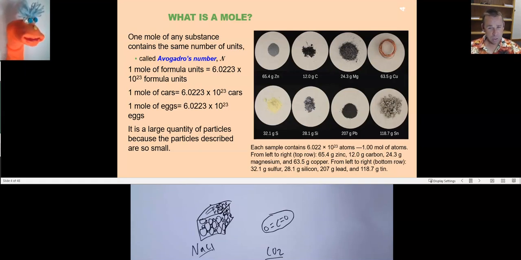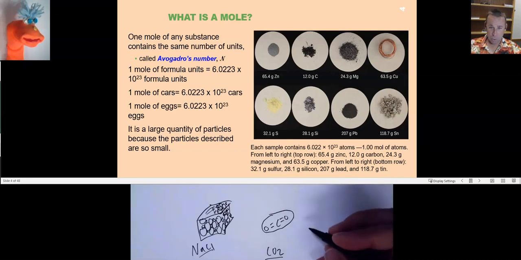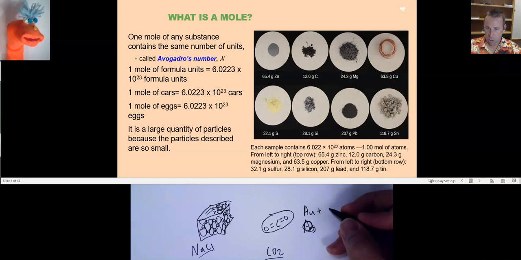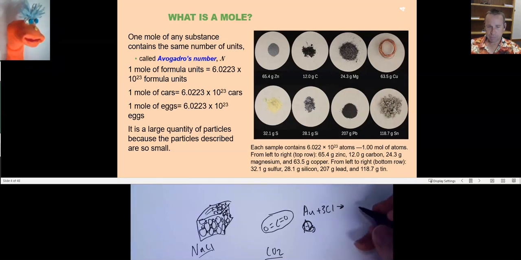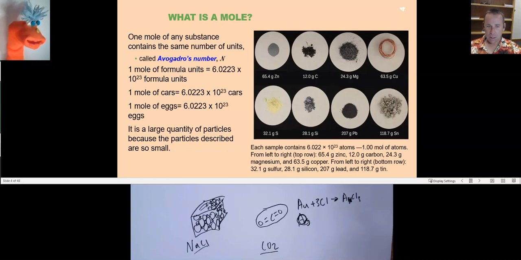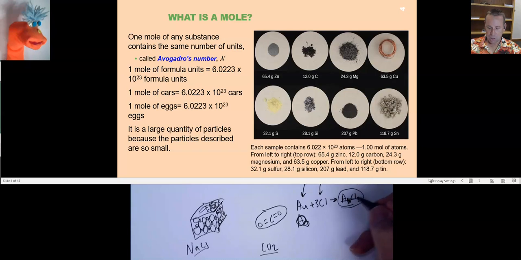Chemists needed their unit so that when I wanted to, for example, react, I wanted to use gold as an example. If I want to react gold with some chlorine, and if I know I need 3 chlorine atoms for every gold atom, and I'm going to create AuCl3, now I know how much gold I need to weigh out and how much chlorine I need to create my AuCl3.